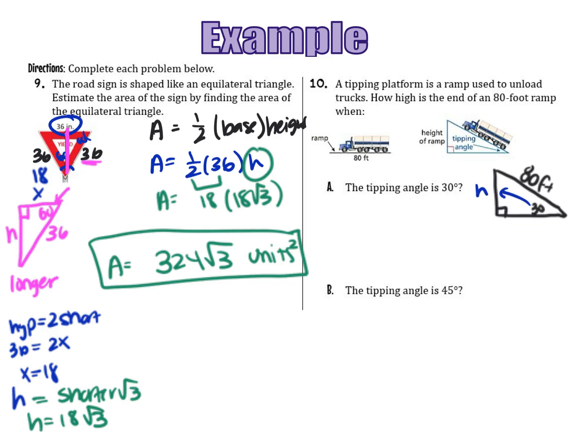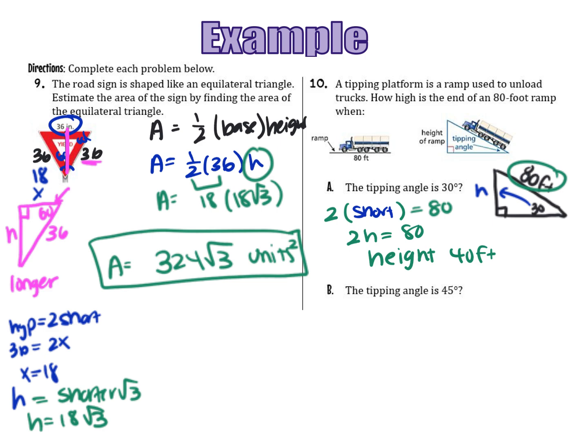Well, this is going to be the shorter side. The shorter side times, in a 30, 60, 90, the shorter side times 2 is the hypotenuse. So in this case, 2 times h is 80, which means that the height is going to be 40 feet. For number 1, if the tipping angle is 30 degrees, the height will be 40 feet. I'm going to encourage you to pause the video, draw your picture for part B, and then unpause the video and see how you did.